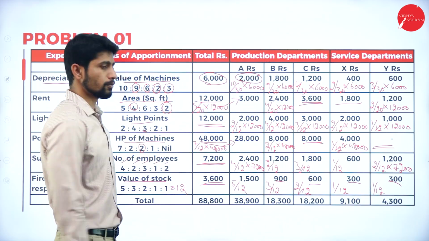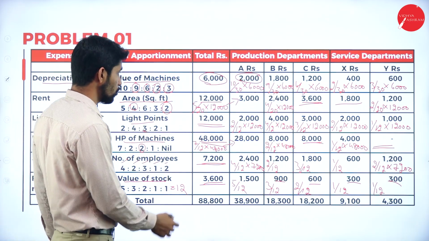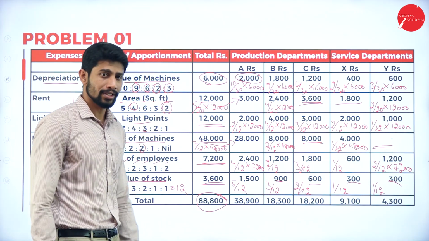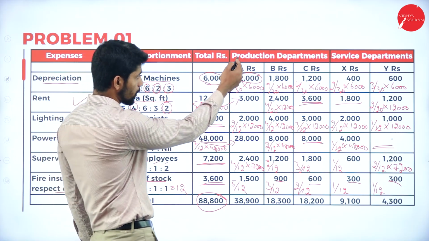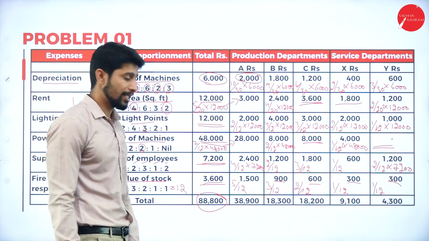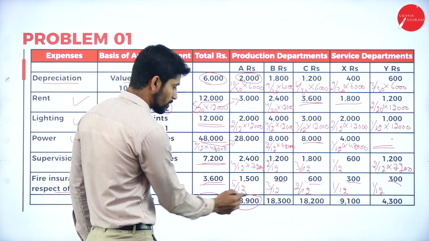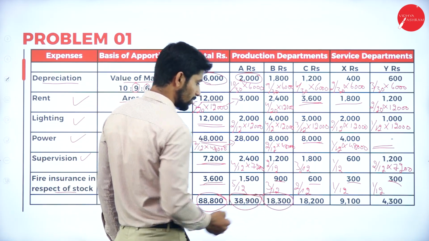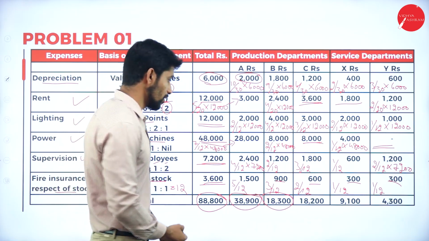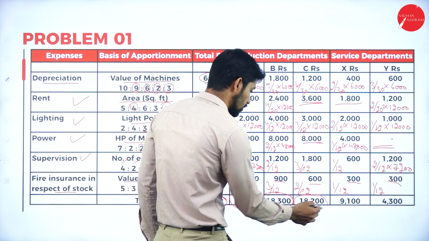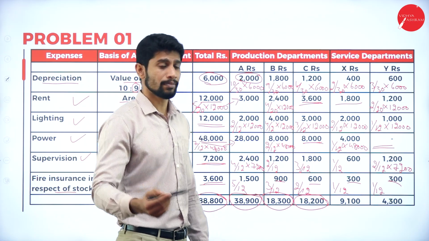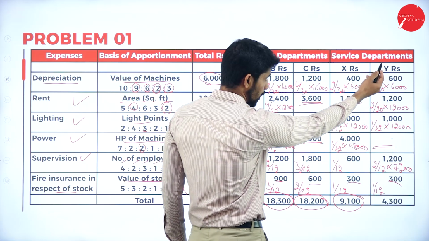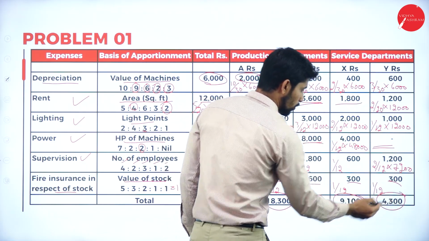So at the last, what are you supposed to do? At the last you are supposed to total it. So total expenditure is how much? 88,800. So what is the total expenditure of production department A? It is 38,900. Production department B, it is 18,300. Production department C, it is 18,200. Service department X, total how much? 9,100. Service department Y, total how much? 4,300.